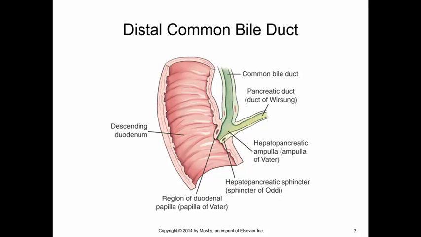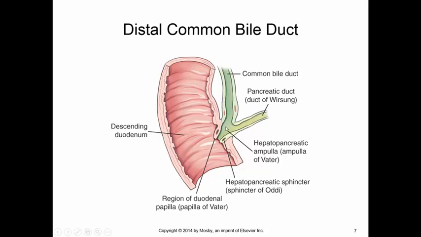Now, in 60% of people, the end of the common bile duct meets up with the end of the pancreatic duct, which is here, and they form together one common passageway into the duodenum, and that's the hepatopancreatic ampulla. Okay, so this is a drawing of 60% of people.